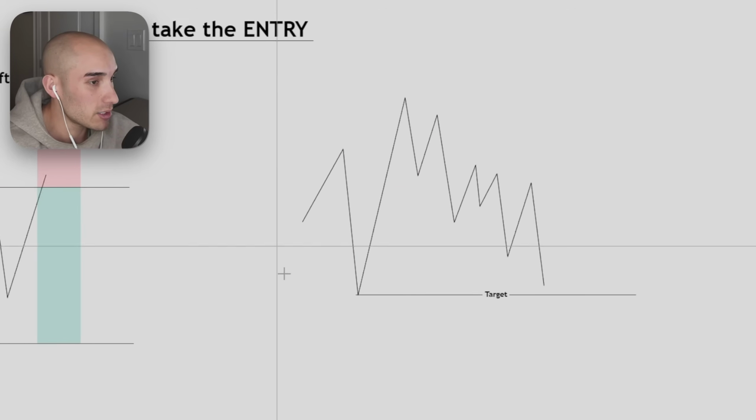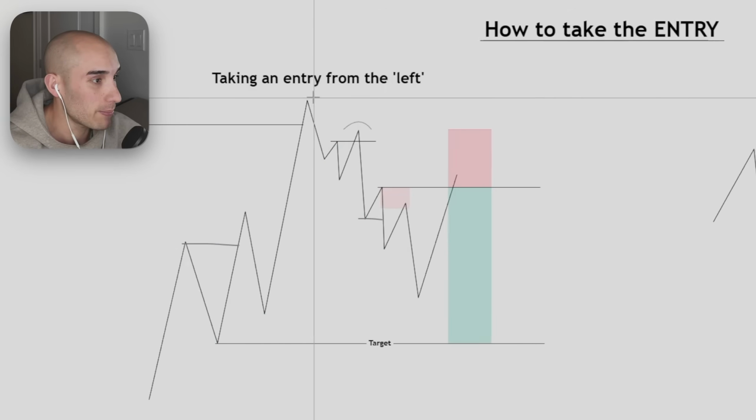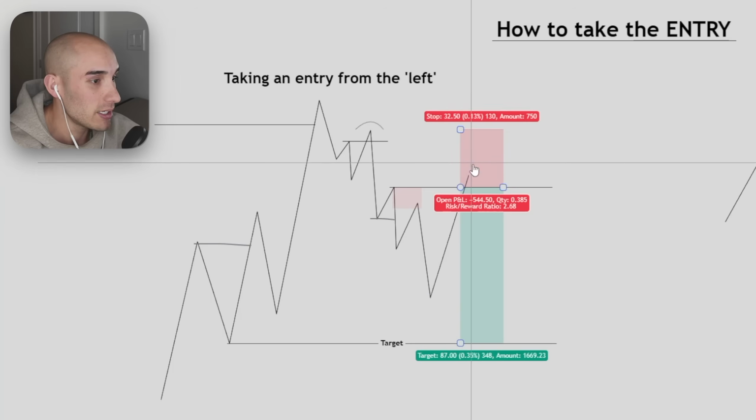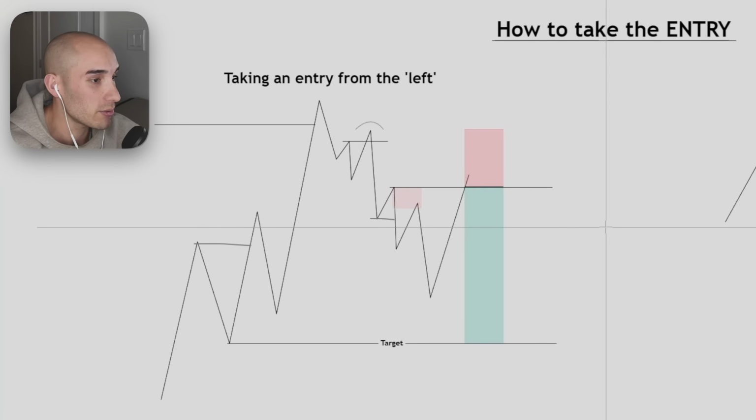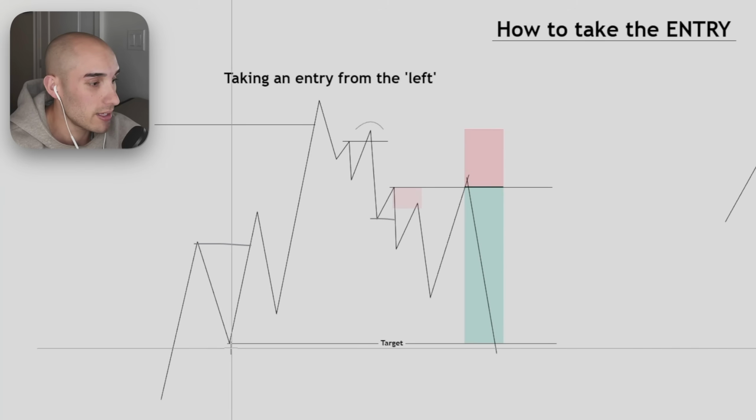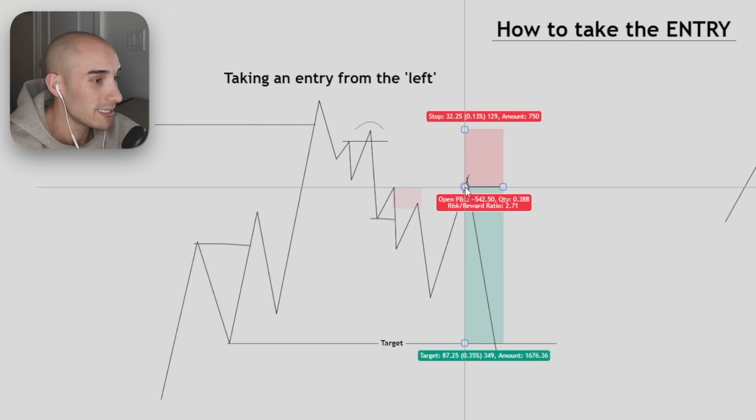And that's when I'm going to get to this right example. Okay, but for this left example, taking an entry from the left is this right here. As soon as this high gets taken, you can see how we market execute like this. Price will sell off back to the downside. All right, and this is going to be our target. So we simply take the sell.